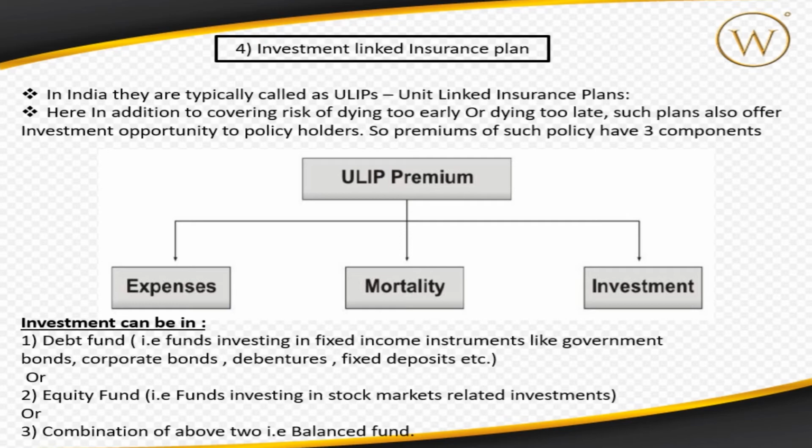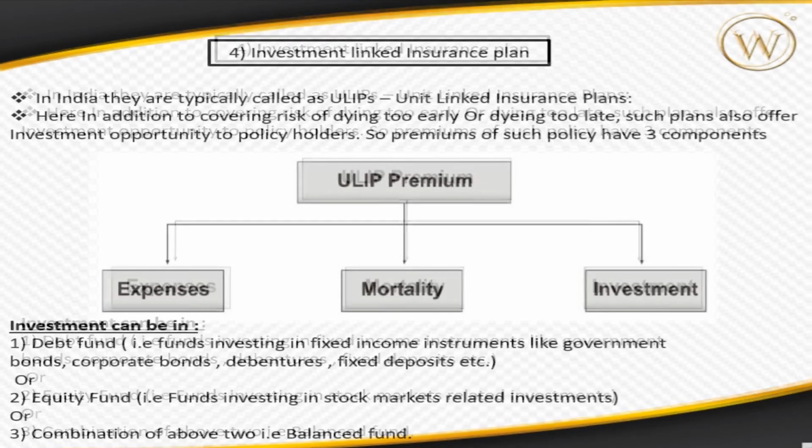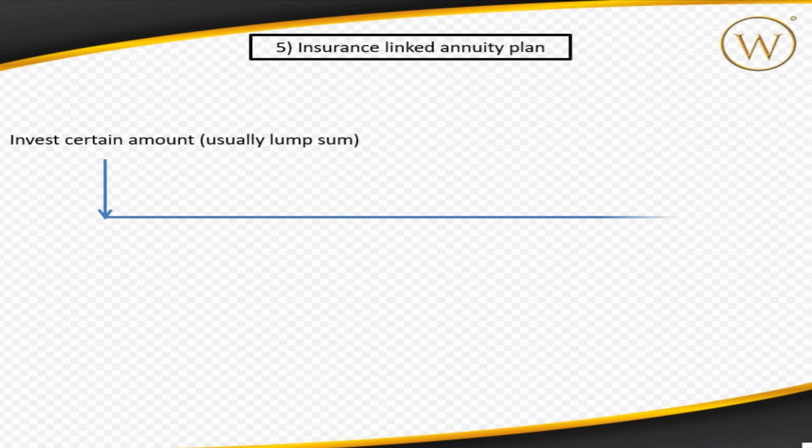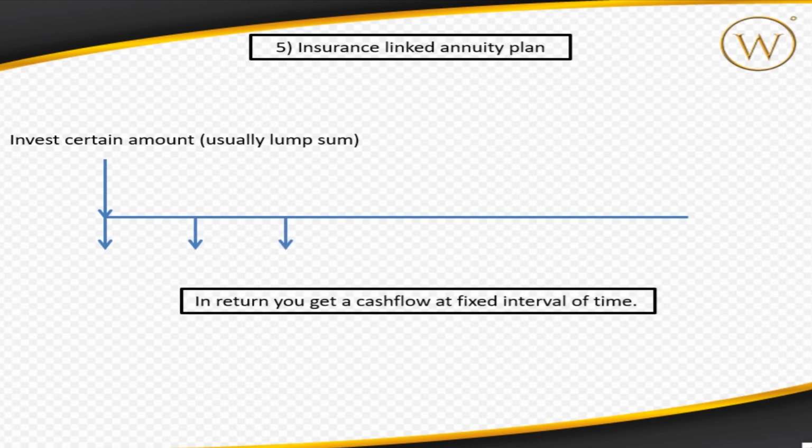Or you also have the option to choose a fund which is a combination of the two, that is balanced funds, where partly the funds will be invested in debt fund and partly the funds will be invested in equity fund. And finally, you have the insurance linked annuity plan. So in an insurance linked annuity plan, you invest a certain amount, usually a lump sum, in the policy, and in return you receive a regular cash flow, at a fixed interval of time. The interval of time can be monthly, quarterly, semi-annually, yearly, etc.